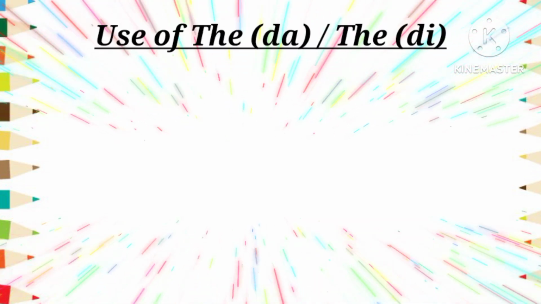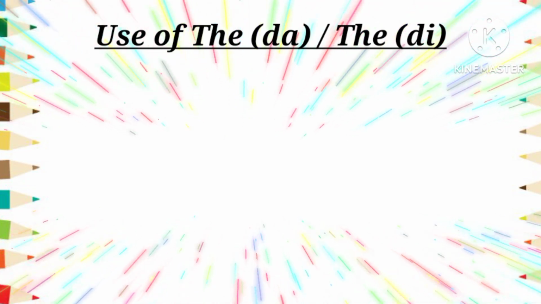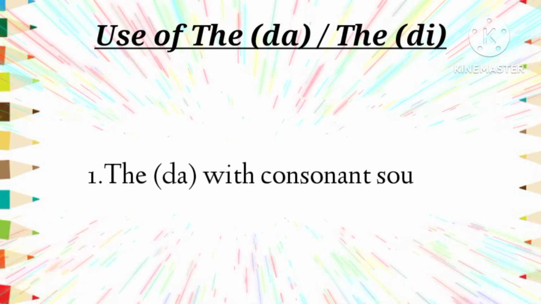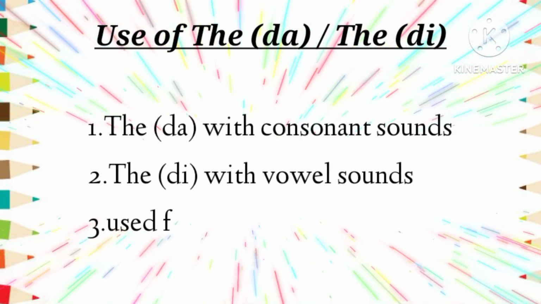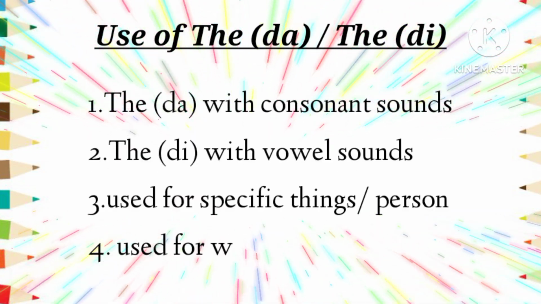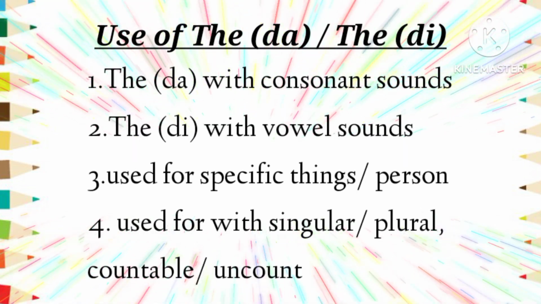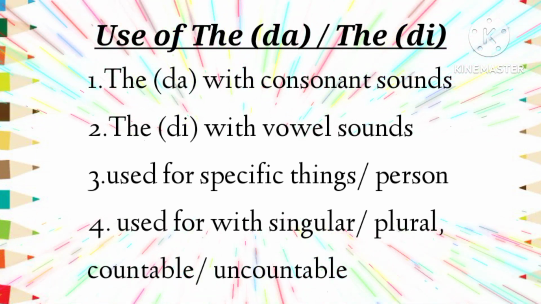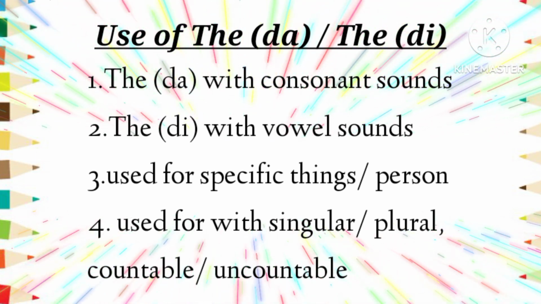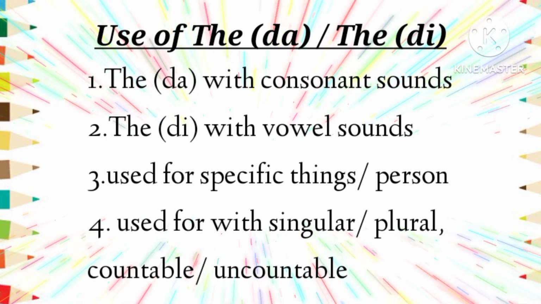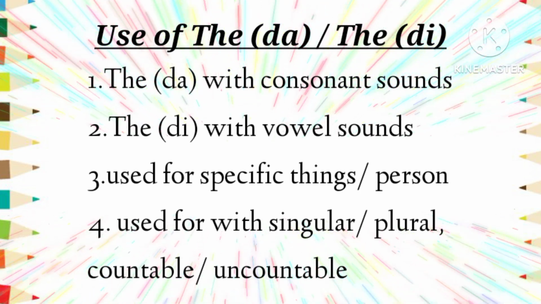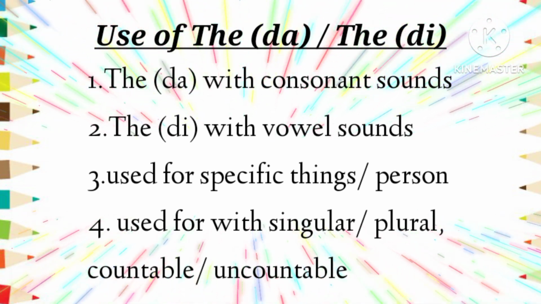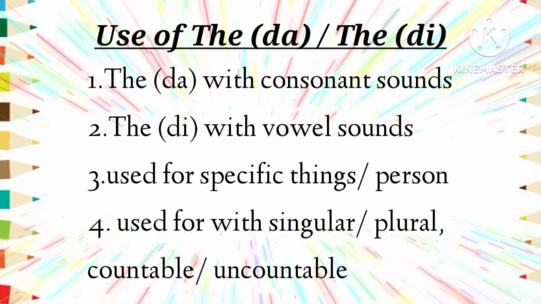Now let's come to the and the. They are also like a and an. When there is a consonant sound, we use the before the word. If there is a vowel sound, we use the before the word. Both function the same. They are used for specific things, plural or singular things, countable or uncountable things.